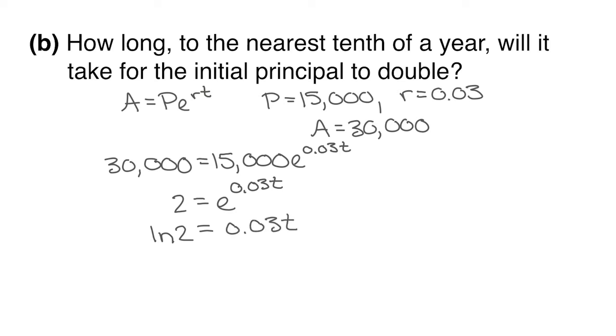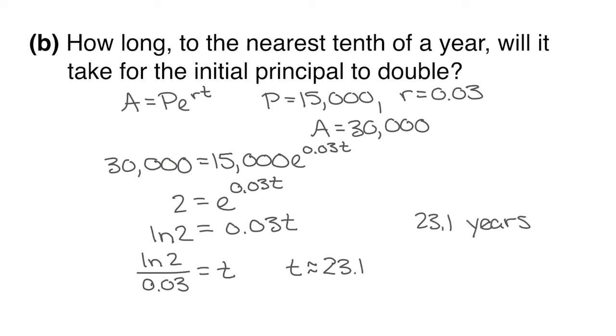0.03t. Now we divide both sides of the equation by the coefficient of t, and we get the natural log of 2 divided by 0.03 is equal to t. Evaluating, we find that t is approximately equal to 23.1. And so it will take approximately 23.1 years for the amount in the account to double.